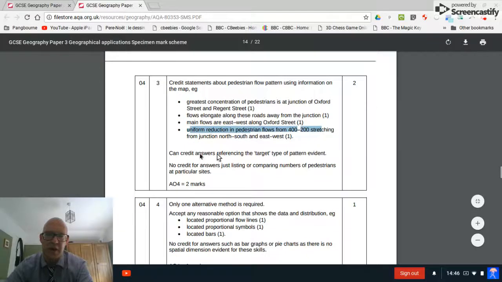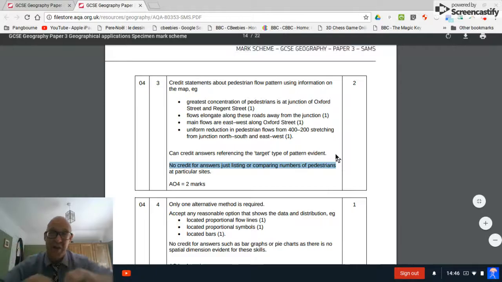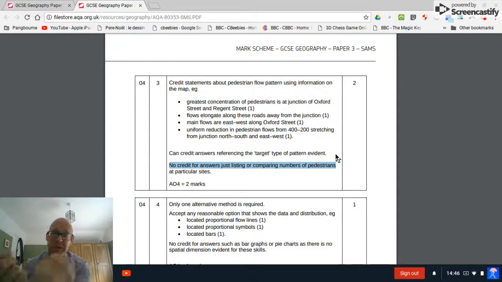Meat and drink for geographers. Do have a look at a couple of things here. No credit for answers just listing or comparing numbers. You've got to talk about pattern and describe a pattern. Remember, all data presentation techniques are about showing patterns in data, which we can then analyze further with a bit of the old maths. Have a look at one of the links down below in the YouTube clip, and you'll see that I've put there quite a nice SlideShare which compares different techniques.